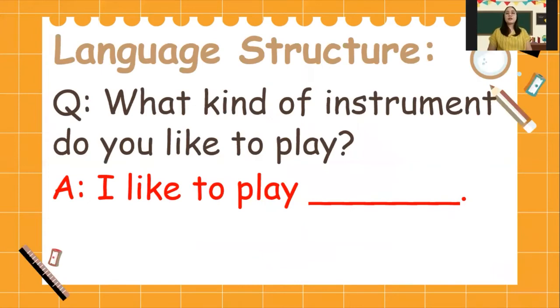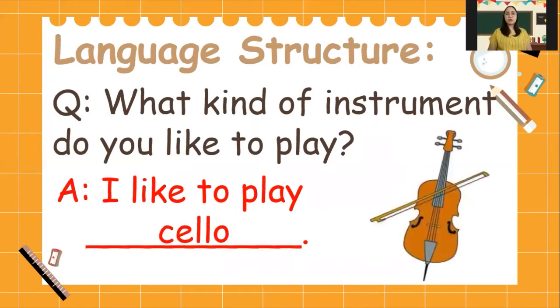So for our language structure, we have here question, what kind of instrument do you like to play? Answer, I like to play blank. For example, question, what kind of instrument do you like to play? Answer, I like to play cello.